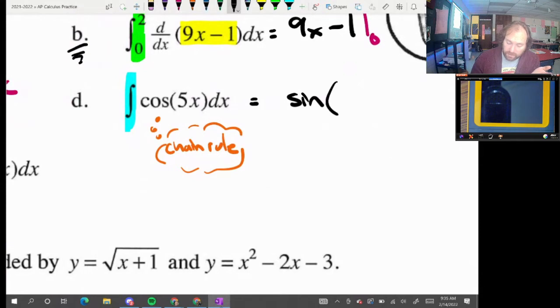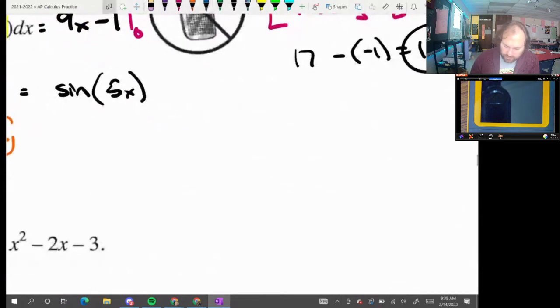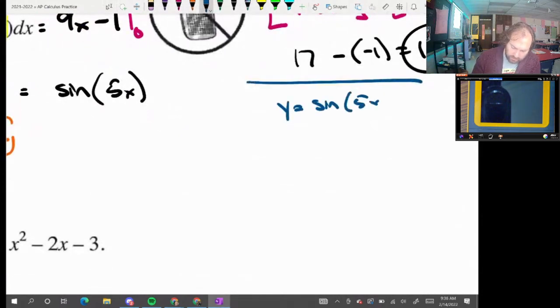And the inside part is going to be 5x, because the derivative of sine of 5x would be the cosine of 5x times the derivative of 5x, which would be 5. So let's just start thinking about this maybe over here. Let me draw a little box here. If we had y equals sine of 5x, if I were to take the derivative, y prime, I would have the cosine of 5x times 5.